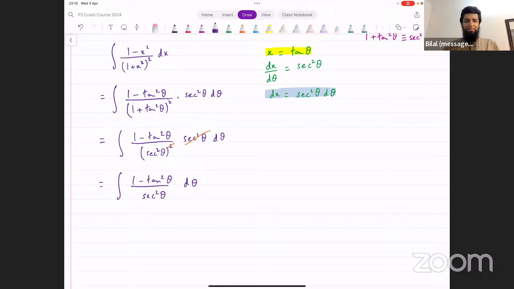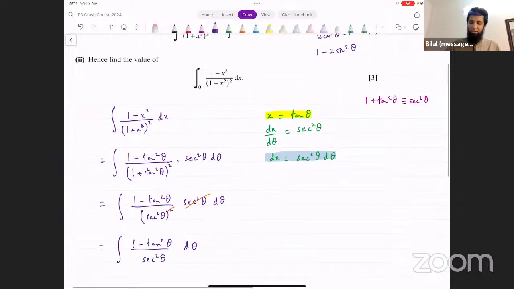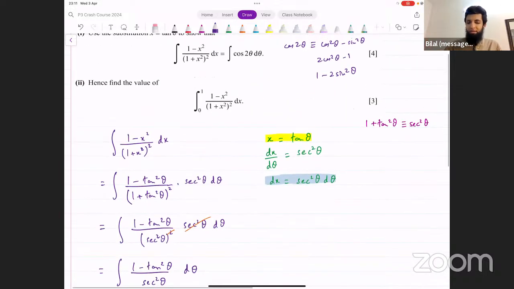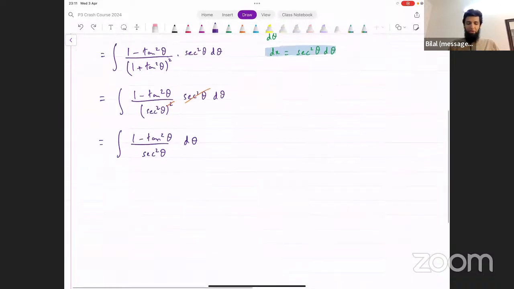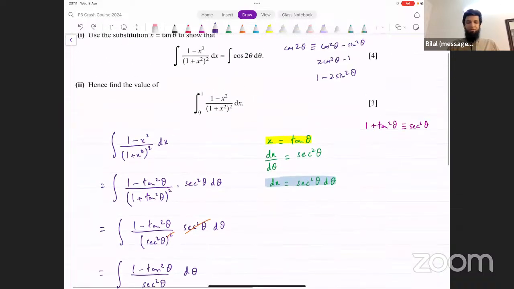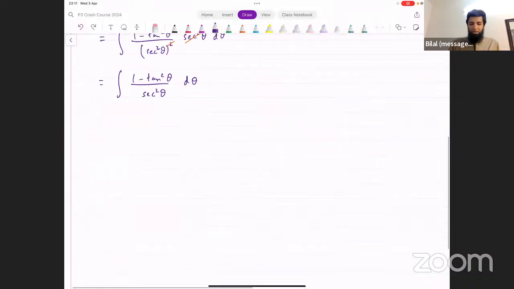Okay, now this is slightly simpler than before. What do you want next? Keep the end in mind. What do you want at the end? You want one of these three forms in order to get cos of 2 theta. How can you get to that form? You want something in terms of cos and sine, right? That's what you got here. Now, how can you convert this integral to something in terms of cos and sine?